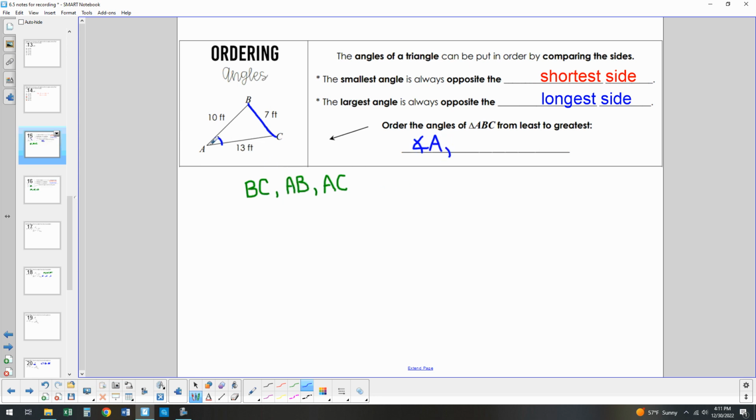Then across from AB, the letter I didn't use is C. So that'd be angle C next. And then AC, I didn't use B, so then B is the biggest angle.